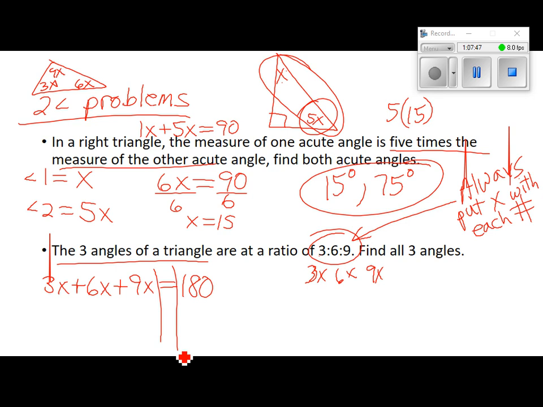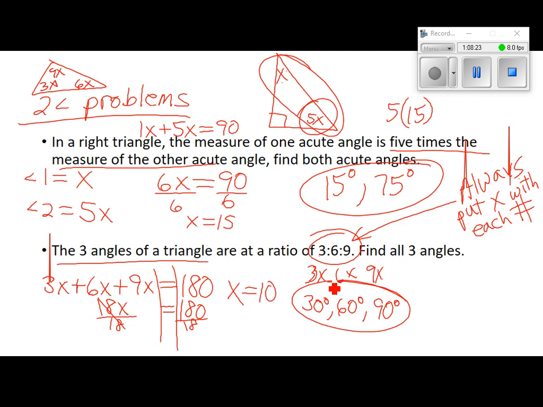How do I solve this? Combine like terms. What's that get you? 18x equals 180. Now what? Divide both sides by 18. X equals 10. Is that our answer? No. What did they ask us? Find the 3 angles. How am I going to do that? 3 times 10. Plug in right here. 3 times 10 is how much? 30, so 30 degrees. 60 degrees. 90 degrees. 30, 60, 90. Those are our 3 answers.